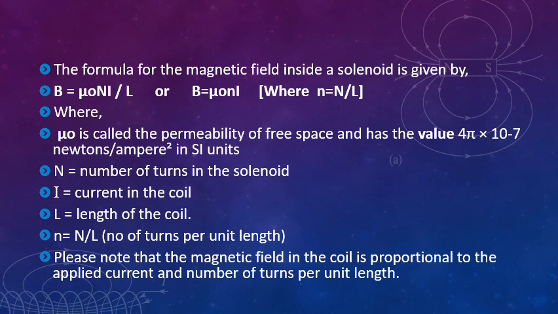In this expression, μ0 is a constant known as the permeability of free space, and its value is 4π × 10^-7 newtons per ampere squared. Capital N is the number of turns in the solenoid, capital I is the current in the coil, capital L is the length of the coil, and small n = N/L is the number of turns per unit length. Note that the magnetic field in the coil is proportional to the applied current and number of turns per unit length.